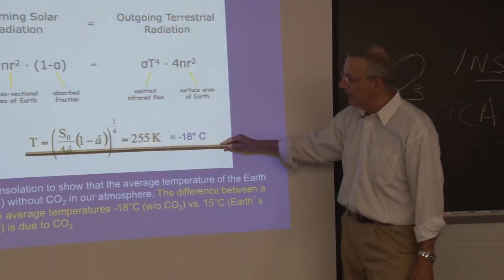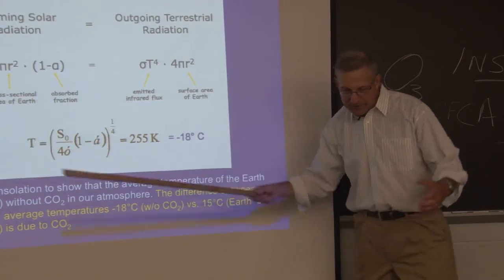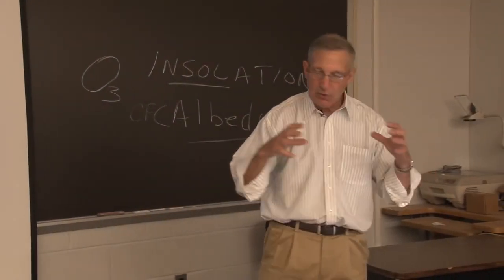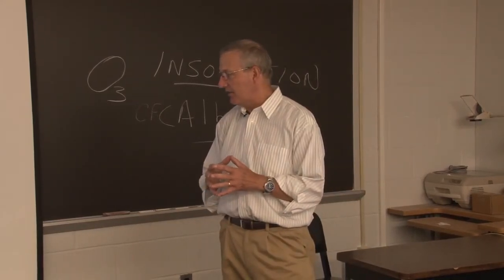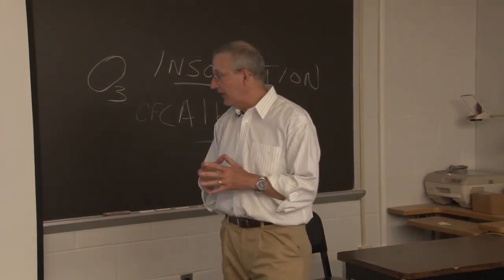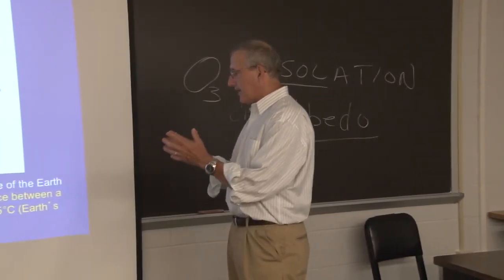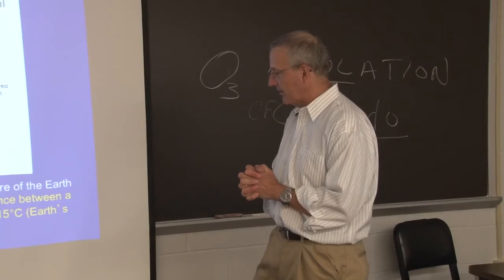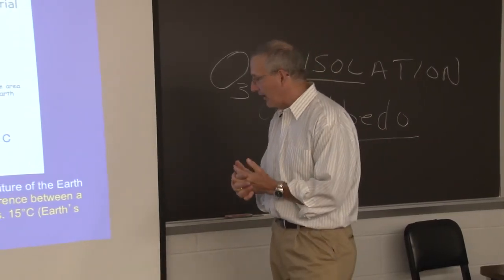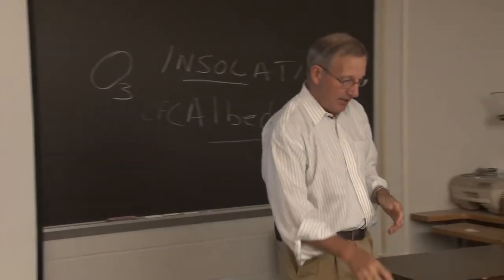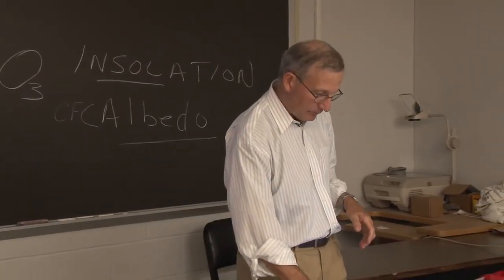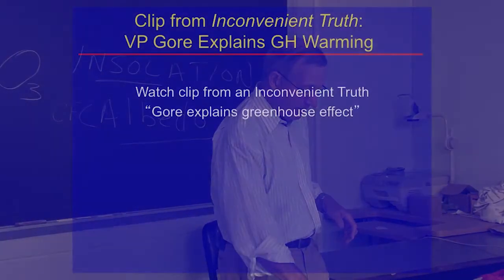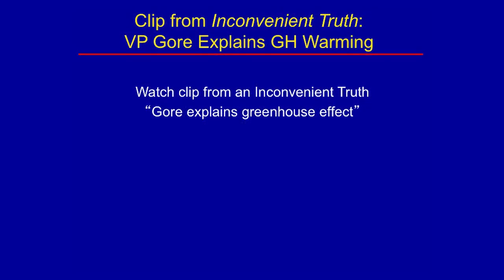If you solve that equation for the Earth, what its temperature would be in space without CO2, this is where that minus 18 degrees Celsius comes from. This is basically the difference between a snowball planet with an average temperature of minus 18 degrees versus the planet we know and love of 15 degrees, and that is due to carbon dioxide. So I encourage you to look at the movie Vice President Gore Explains the Greenhouse Effect.